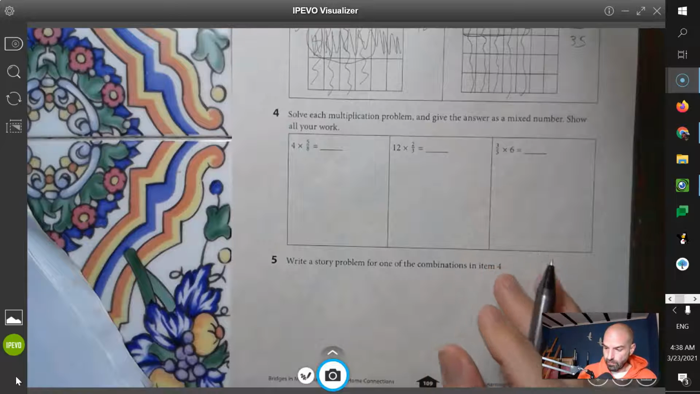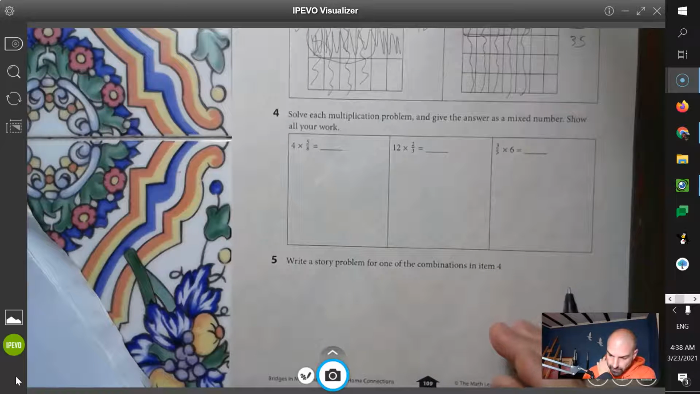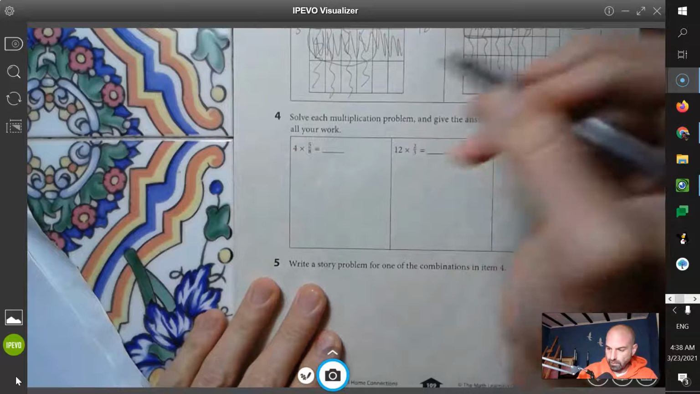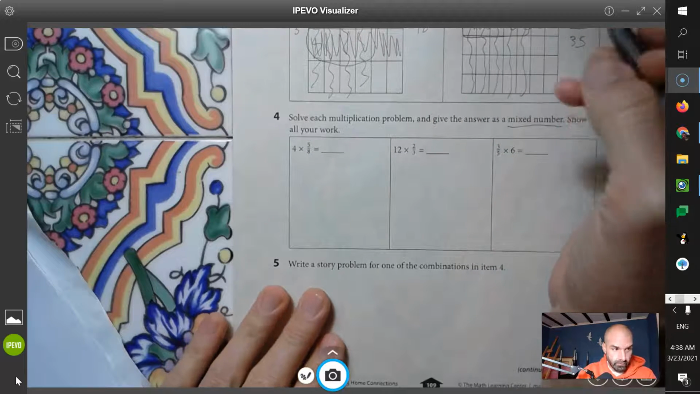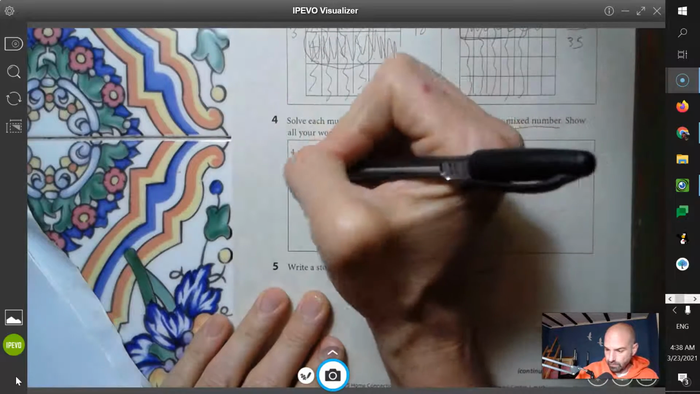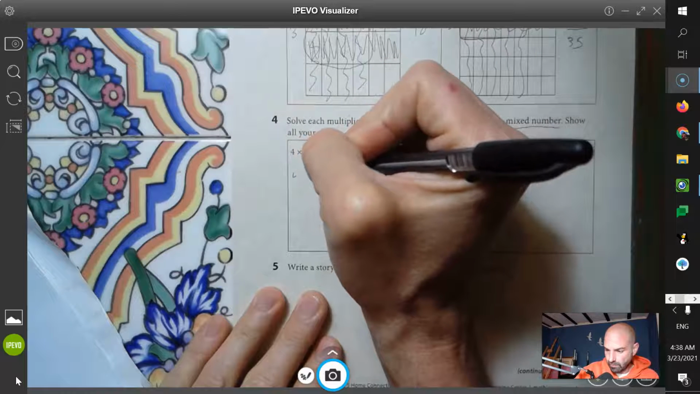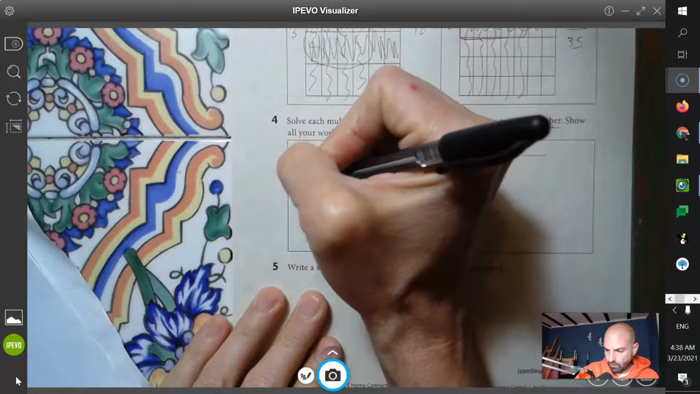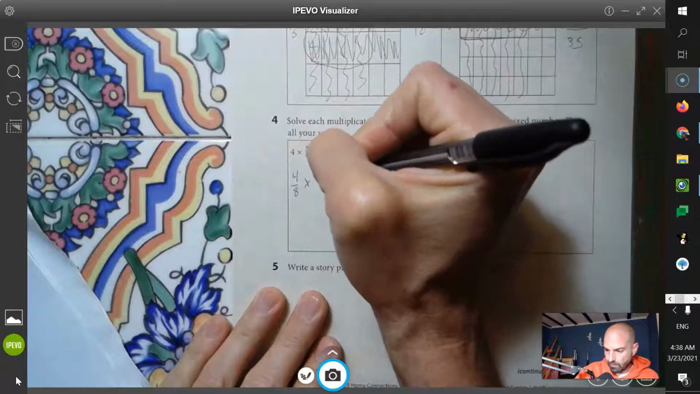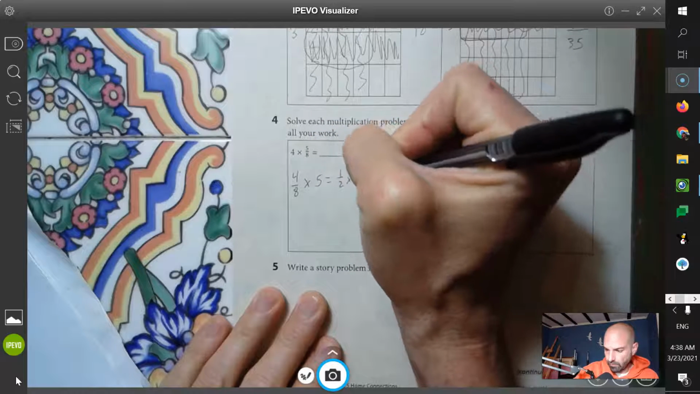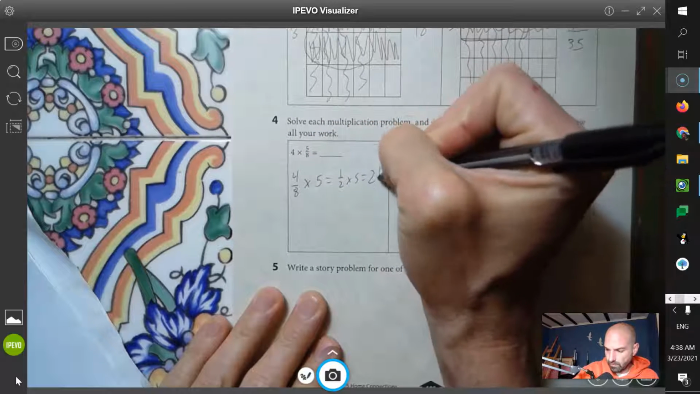Solve each multiplication problem and give the answer as a mixed number. So it does tell us that we do have to do some work there. Show all your work. Okay, so 4 sets of 5/8 would be the same as 4/8 times 5, which is half of 5, which is 2.5.